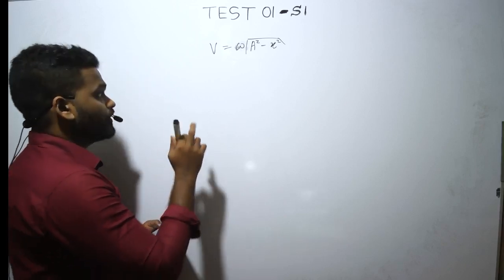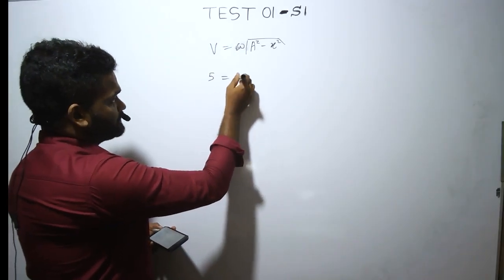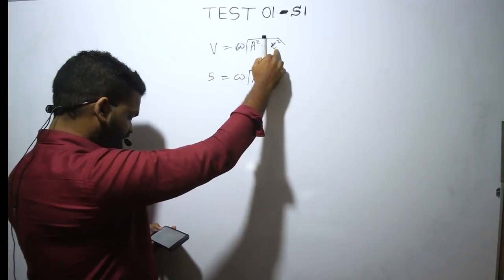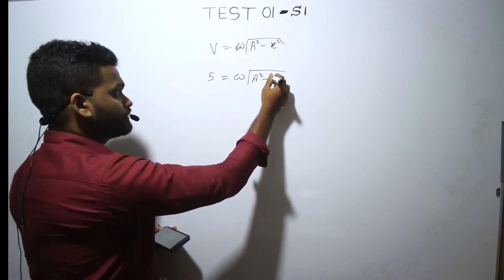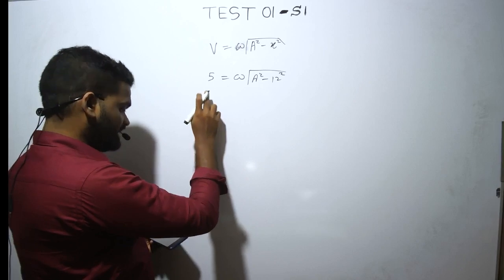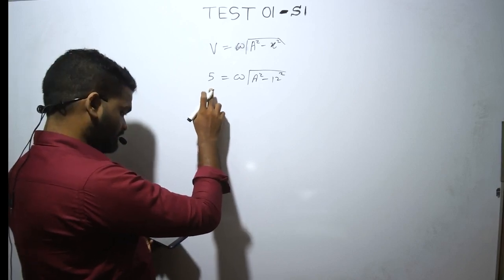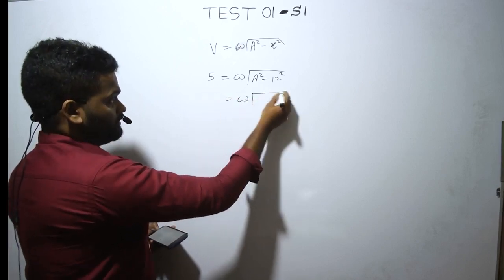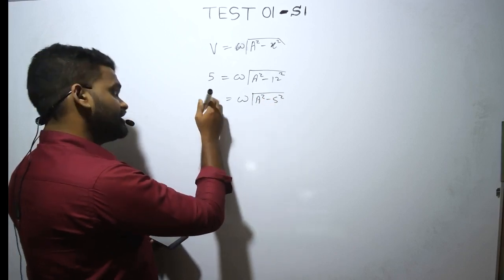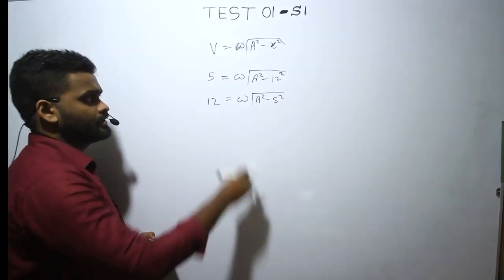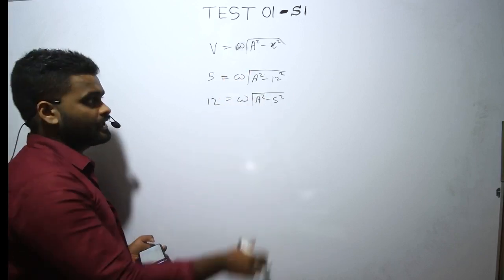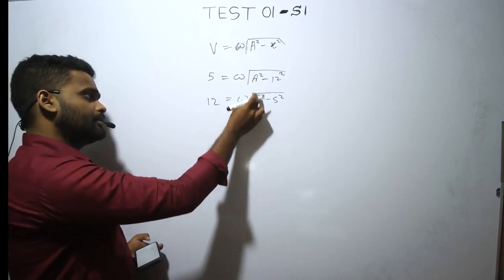When the speed is 5, you just have to substitute. Speed is 5, they say displacement is 12. Then when displacement is 5, speed is 12, right? So you can have two equations. So these are two simultaneous equations. So by solving that, you can find capital A.